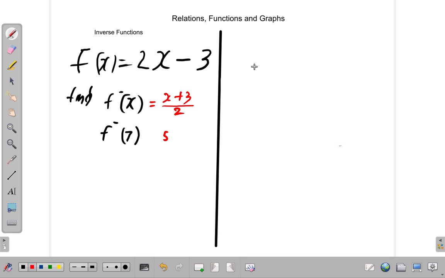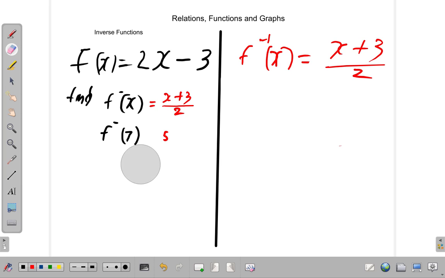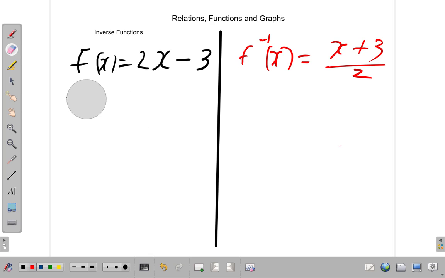Now, the inverse of the function, f inverse of x, was... what am I doing? The function was 2x minus 3. The inverse of the function was (x plus 3) over 2. Good, so that's what we have. Let's erase these, now that you know your f inverse of x and your f inverse of 7.